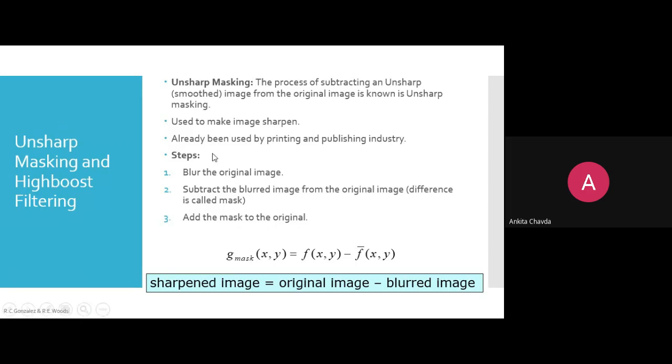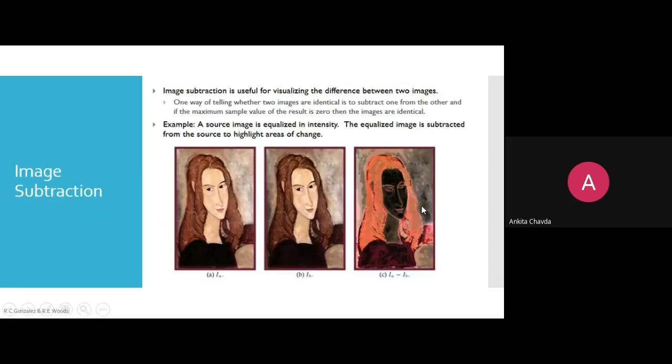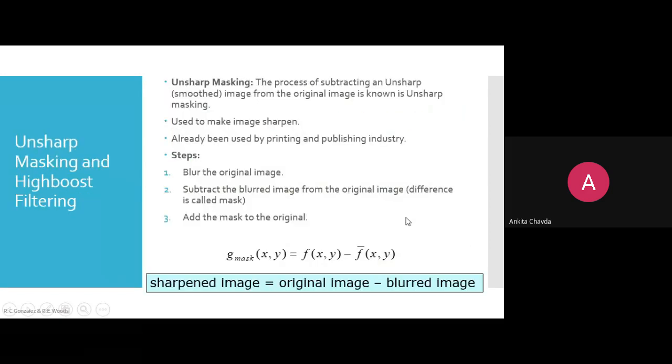The steps are: first, blur the original image, meaning you apply smoothing. Once you have applied it, subtract the blurred image from the original image. The difference is called a mask. This is my mask. Now add this mask to the original one, so it would be sharpened. Simple. So this is what we are doing.